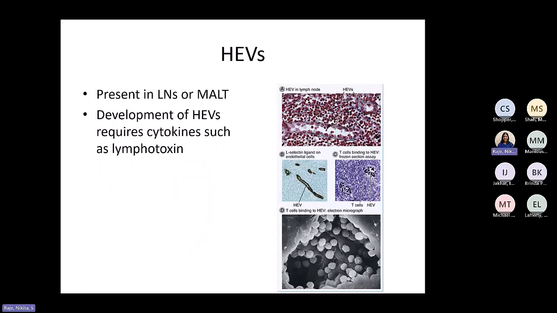So HEVs, where they enter the lymph nodes, are present in lymph nodes. The development of the HEVs requires cytokines such as lymphotoxin.